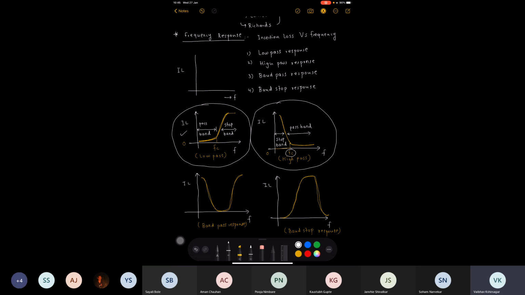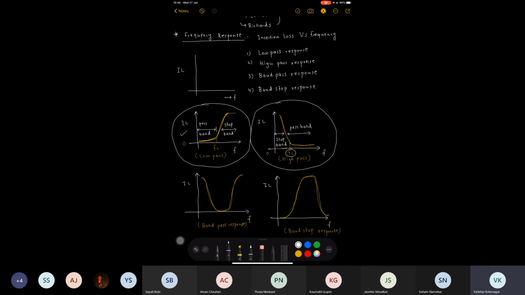And this particular type of filter response, we call a high pass response. Why is it called a high pass response? Because every signal which is beyond the cutoff frequency fc can be easily passed by the circuit. So that's why it is called a high pass circuit. On the other hand, if the frequency component of the signal is located below the cutoff frequency fc, that signal will get attenuated because of a high amount of insertion loss, and we get a stop band characteristic.